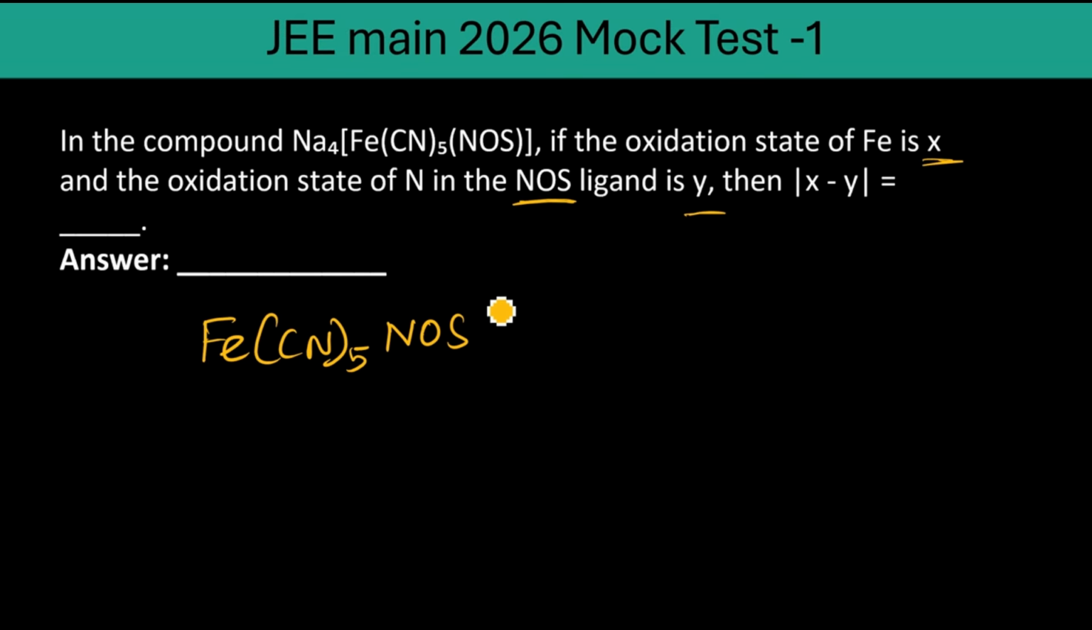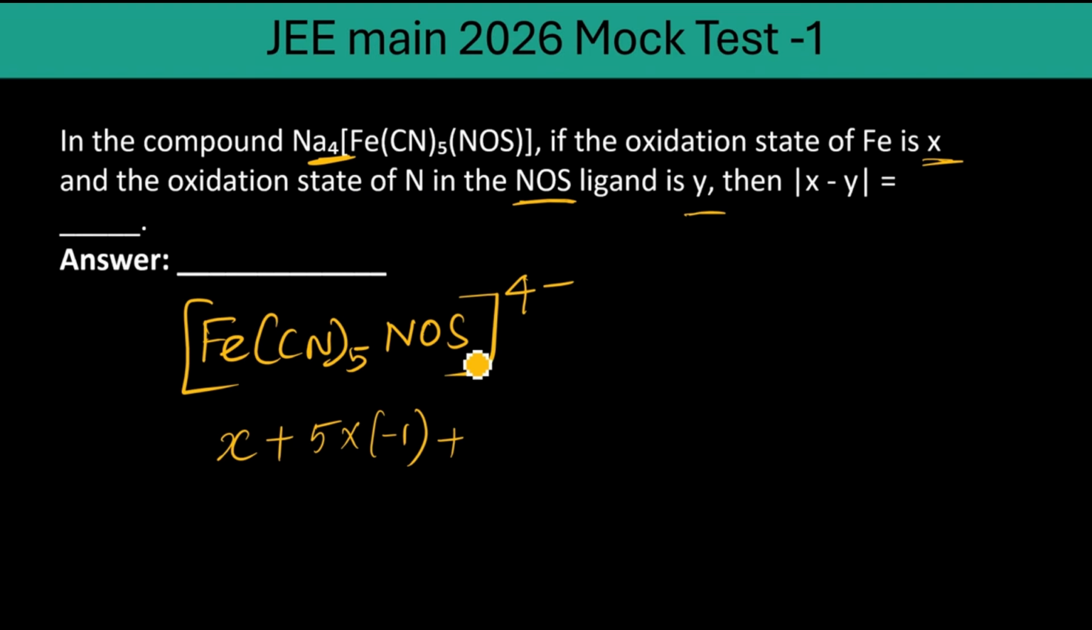[Fe(CN)5 NOS]. What is the charge? I have Na4, which is 4 plus over here, so that will get compensated, right? Now let's find out the charge of iron. X plus 5 into cyanide, that is minus 1, correct? What about NOS? NOS is again minus 1. So 1 into minus 1, which is equal to minus 4. So totally X minus 5 minus 1 is minus 4. So X becomes plus 2.